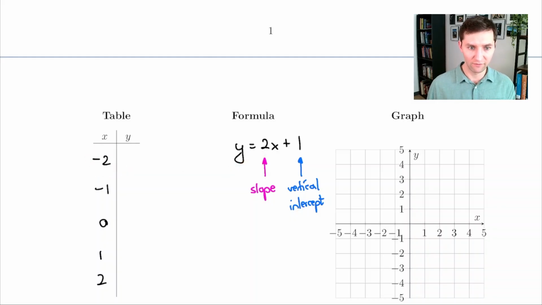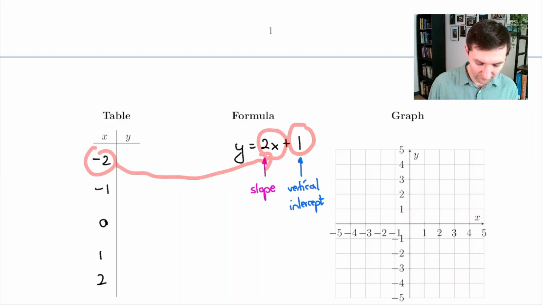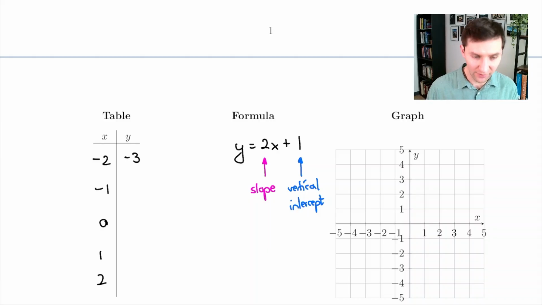For example, if I use -2, then I will get 2 times -2, that gives me -4, plus 1, -3. If I plug in -1, I will get -1. Plugging in 0 will give me 1. Plugging in 1 will give me 3. Plugging in 2 will give me 5.